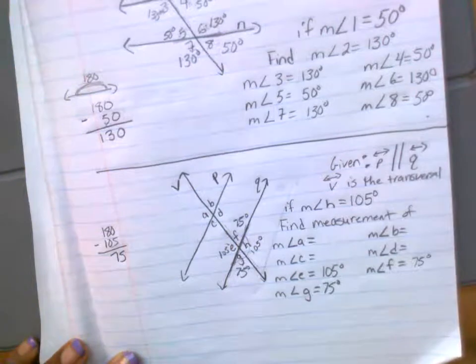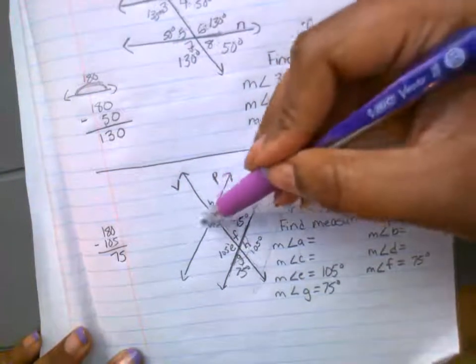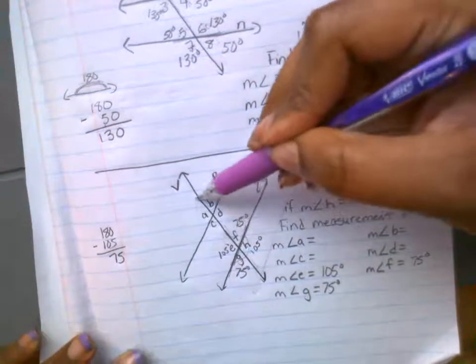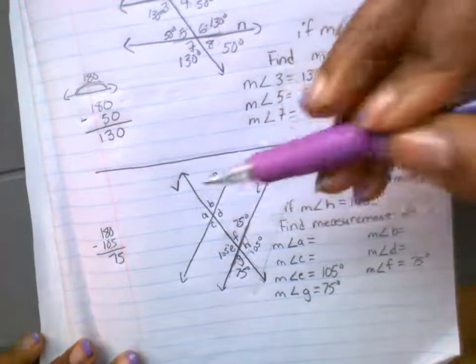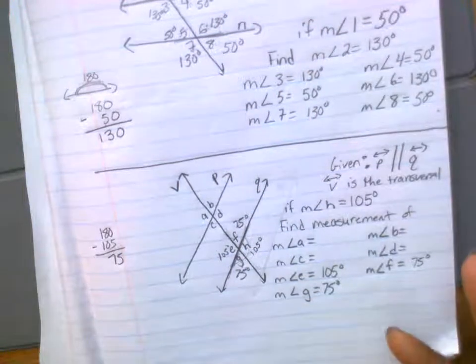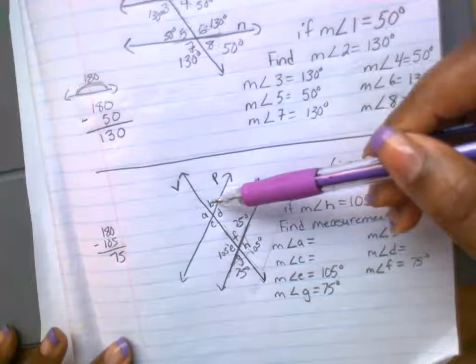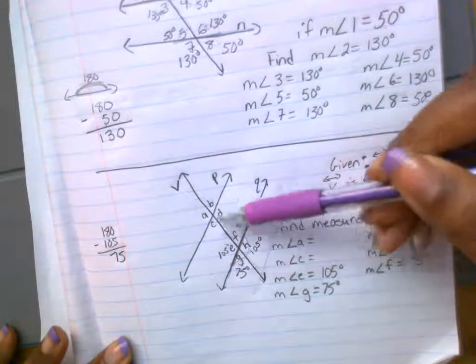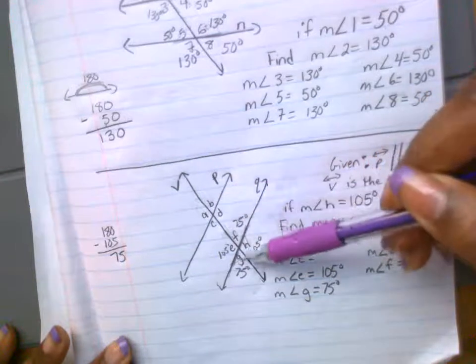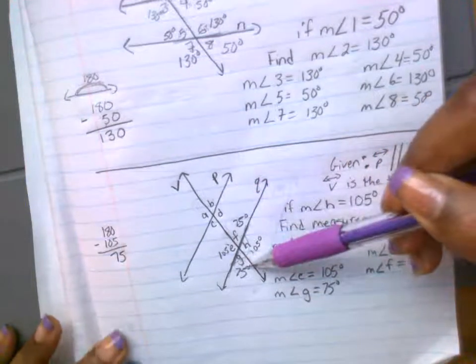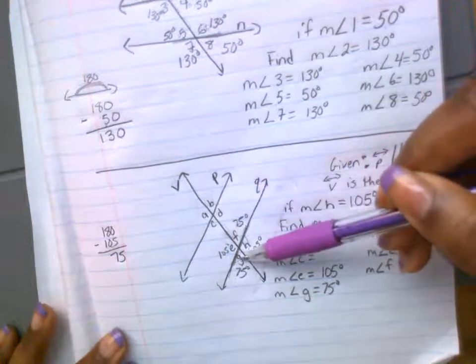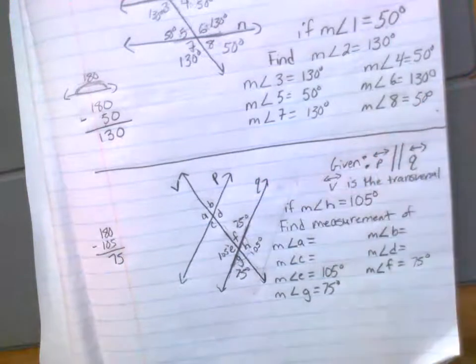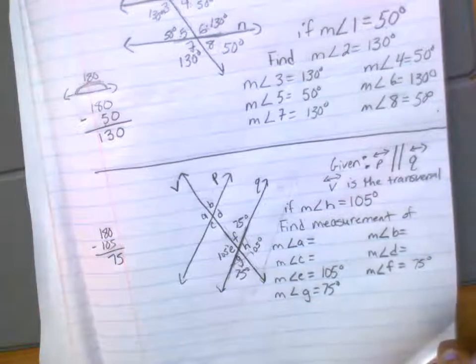Okay. Now we've got to figure out what these angles are up here. So the other definition that we could use is alternate exterior, angles on the outside but on opposite ends. That would be B and G. They're on the outside, one's on the top, one's on the bottom, one's on the left, one's on the right. So B and G are congruent.